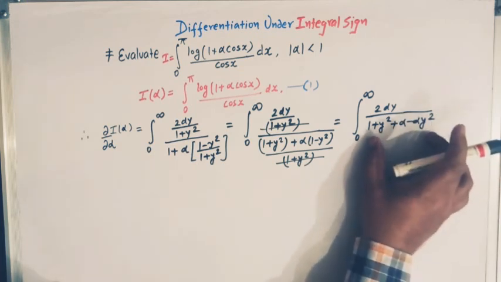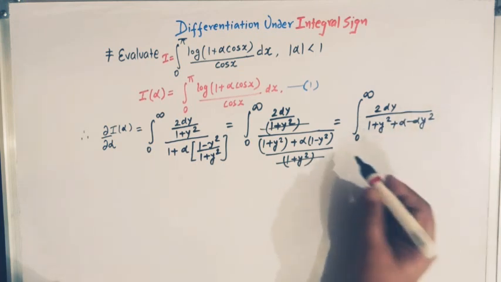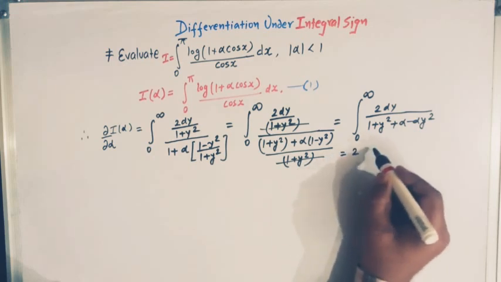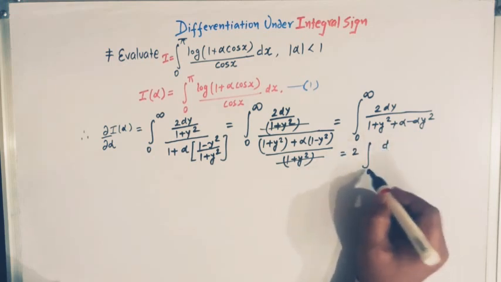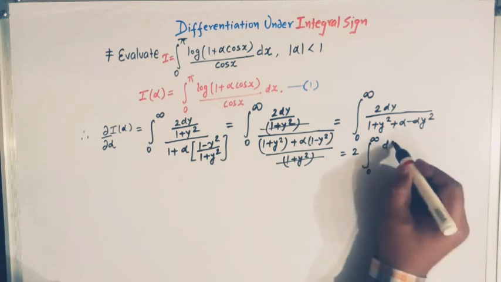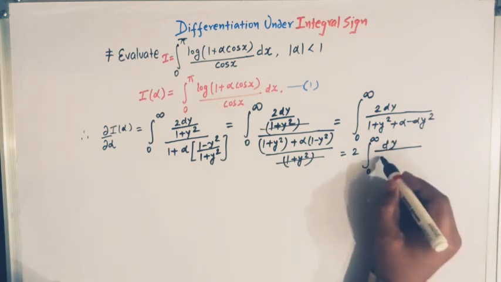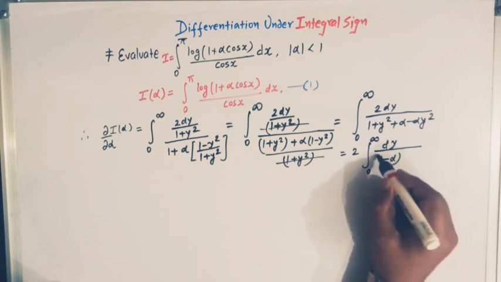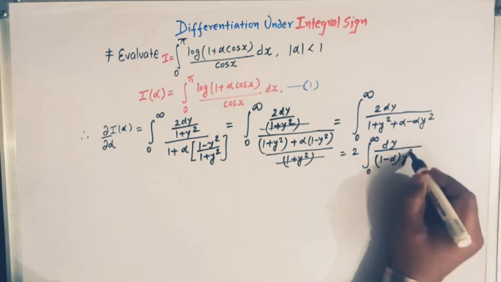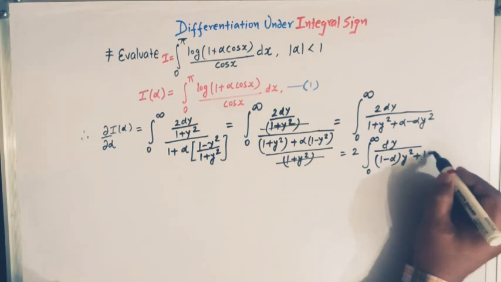Now let us simplify the denominator. So we have the integral from 0 to infinity. Here we have 2 dy, and we can write the denominator as (1 minus alpha) y square plus (1 plus alpha), right?